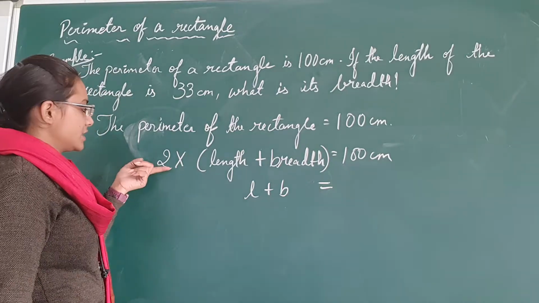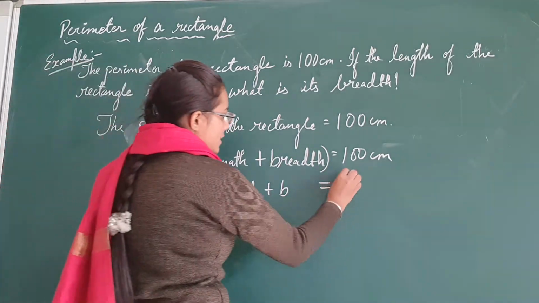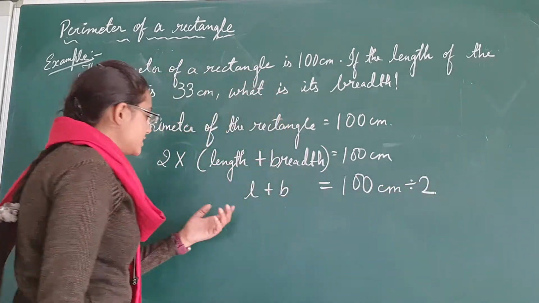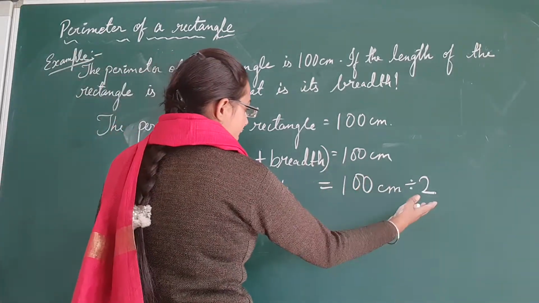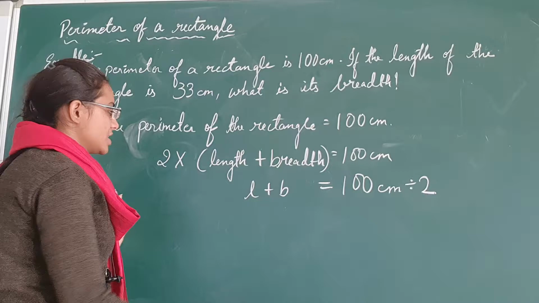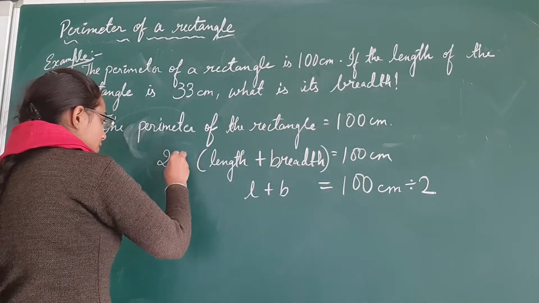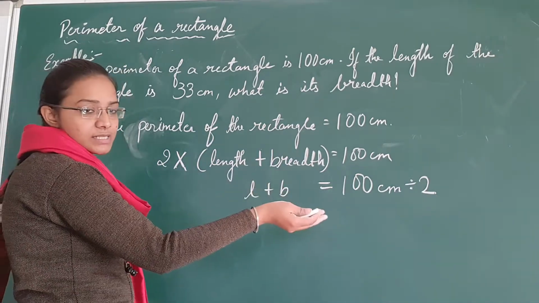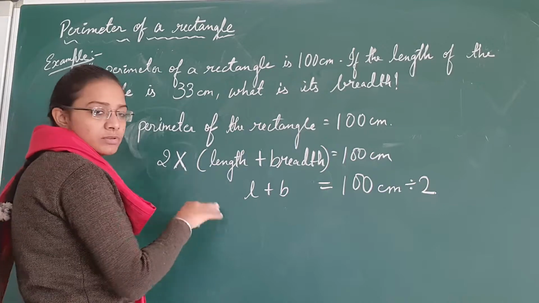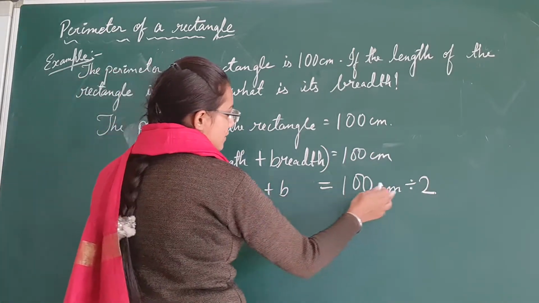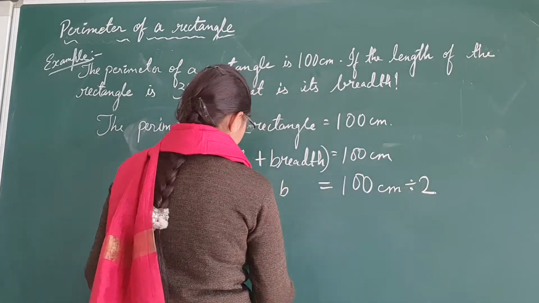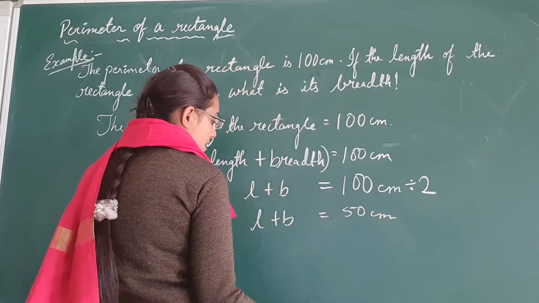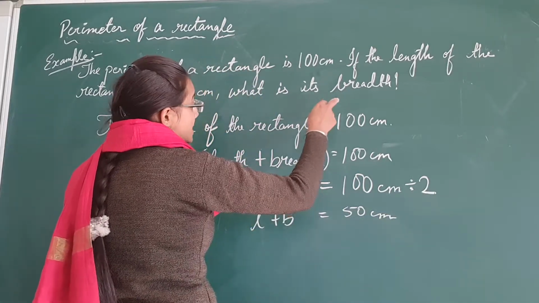So here multiplication is there. When we bring this from the left hand side to the right hand side, the sign always changes. Multiplication and division are opposite to each other, so when it goes to the other side, the sign also changes. Here it is multiplied by 2, so it will be divided by 2. So length plus breadth is equal to 50 centimeter.